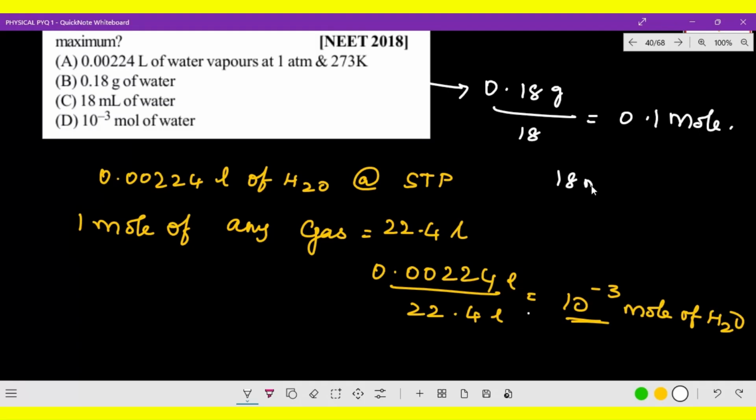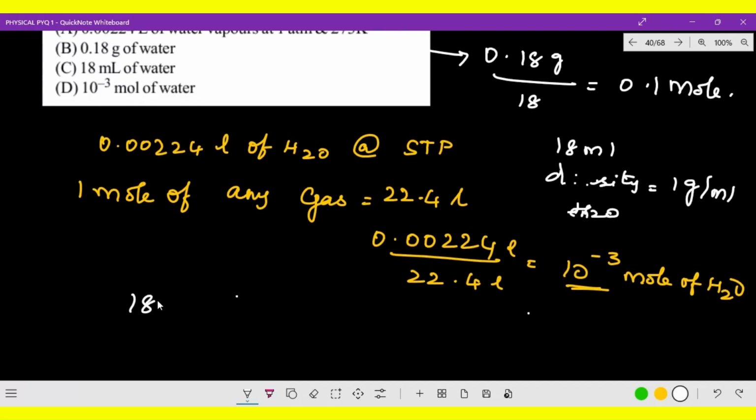18 ml of water. Here, the density of water is 1 gram per ml. So 18 ml we can consider as 18 gram. So 18 gram divided by the molar mass of water, which is 18 only. So what is it? 1 mole of water.